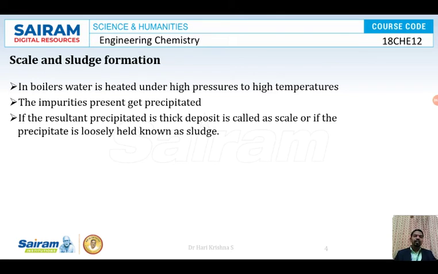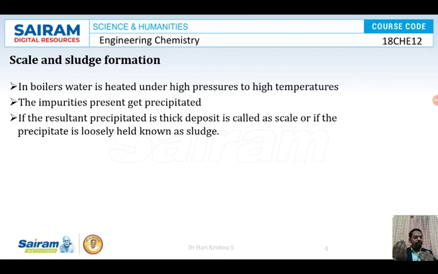Earlier, doctors used to suggest that you boil the water and then drink it, in order to protect ourselves from waterborne diseases. When you boil the water and leave it to cool down for some time, you can see some white particles on the surface of the water, isn't it? That is called sludge.